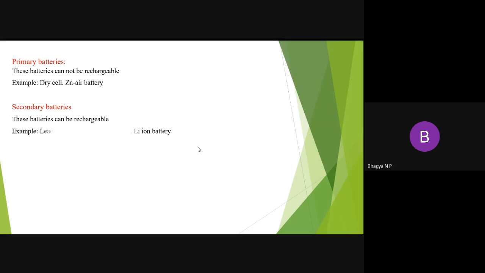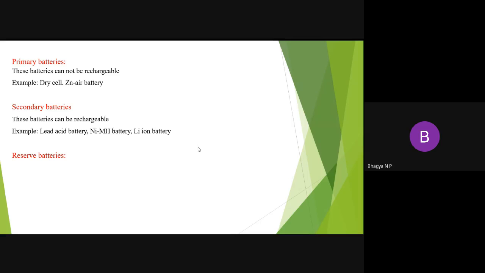What do you mean by primary batteries? Primary batteries are those which cannot be recharged. Examples are the dry cell and zinc air cell. In daily life we even use primary batteries, for example wall clock and watch cells. Secondary batteries are batteries which can be recharged. Examples are lead acid battery, nickel metal hydride battery, lithium ion battery. In daily life, we use the mobile battery, which is also a secondary battery.